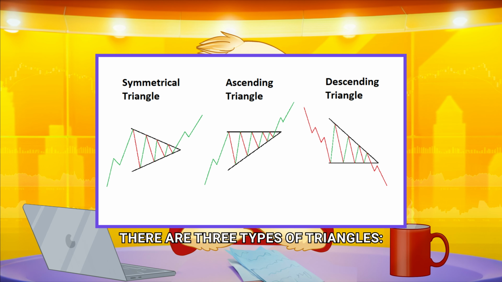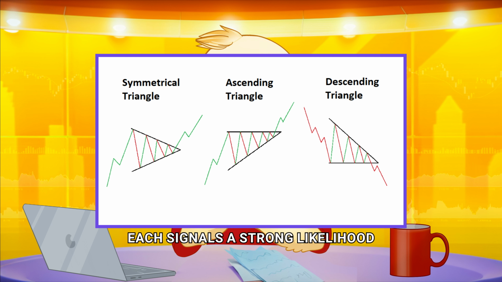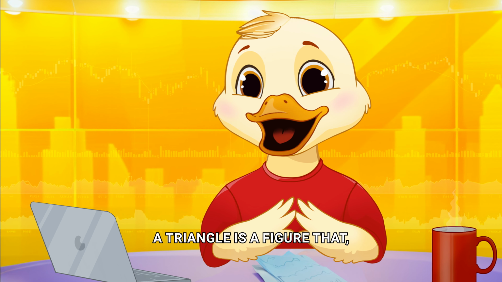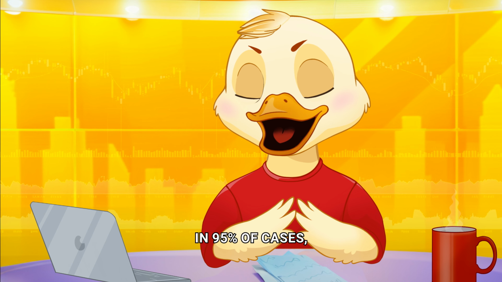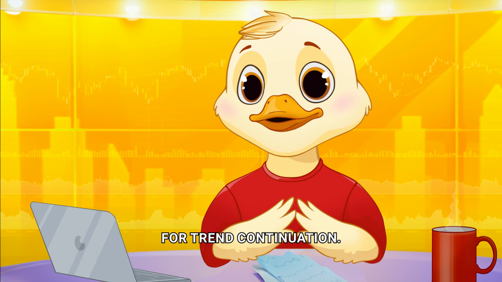There are three types of triangles: ascending, descending, and symmetrical. Each signals a strong likelihood of a trend breakout. A triangle is a figure that in 95% of cases is formed as an accumulation zone for trend continuation.